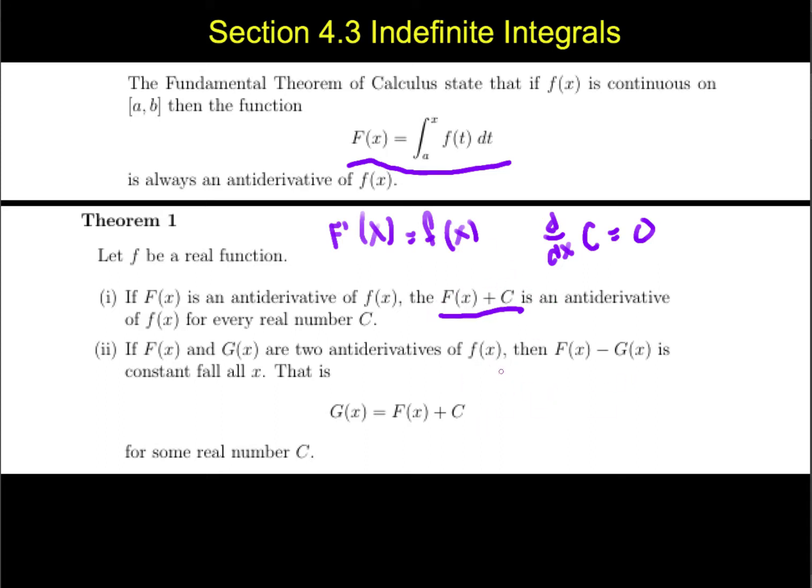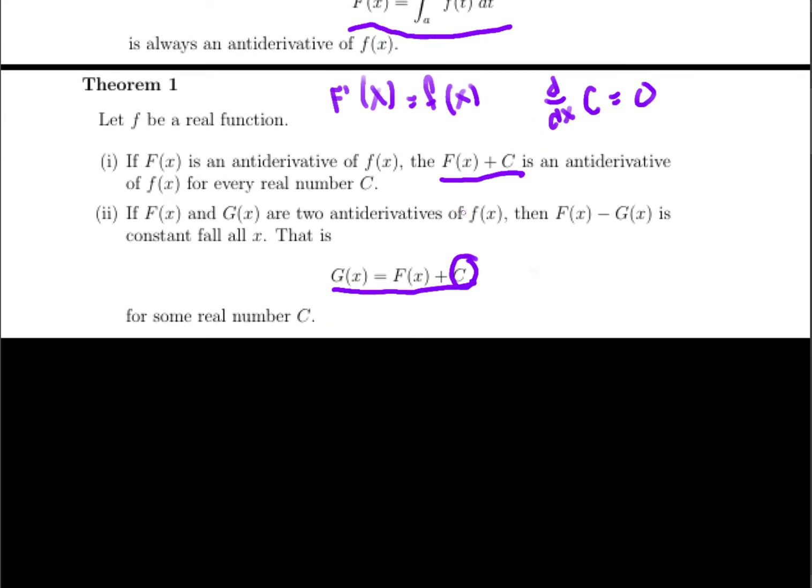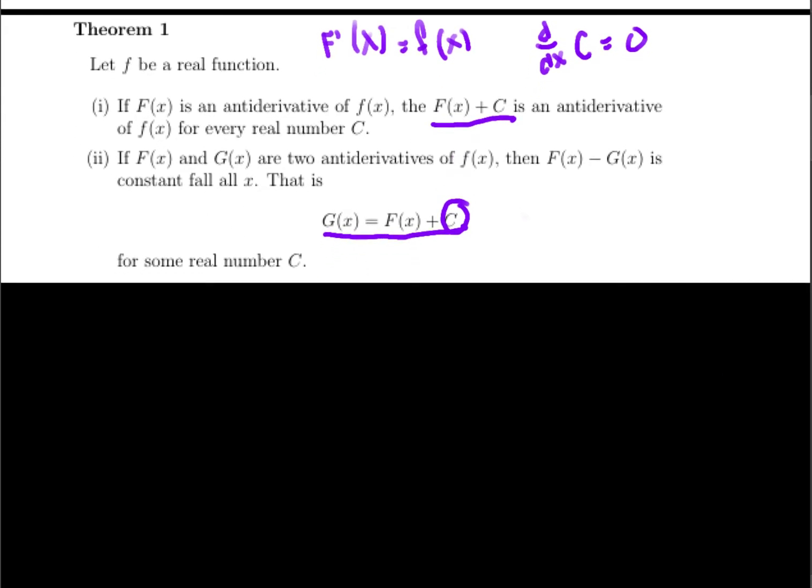More importantly, though, is this theorem that states if I've got any two antiderivatives, then their difference is a constant. In other words, if I have two antiderivatives, say big G of x and big F of x, then they're equal to each other plus a constant. So once I have one antiderivative, then I have the entire family of antiderivatives. And we're going to give ourselves a definition of this family.